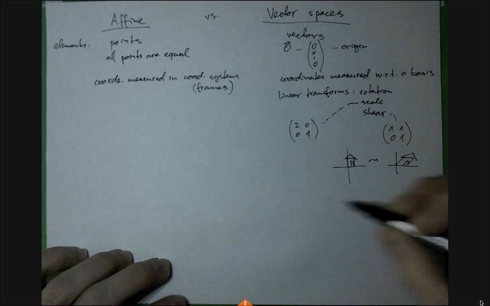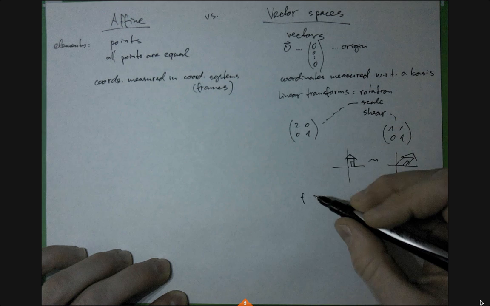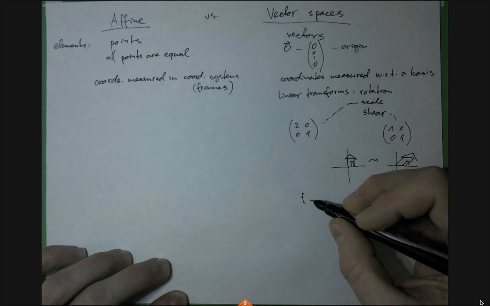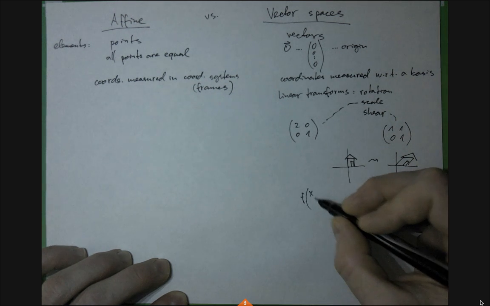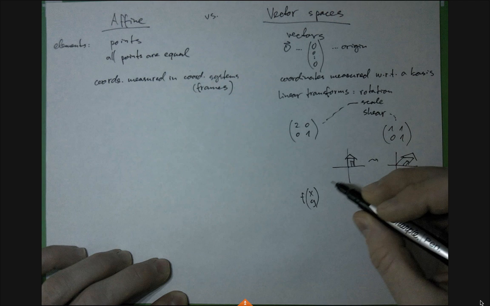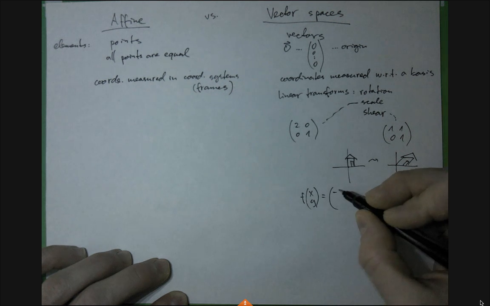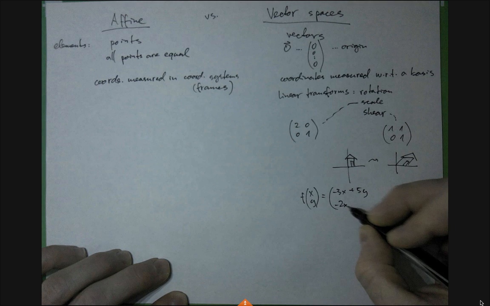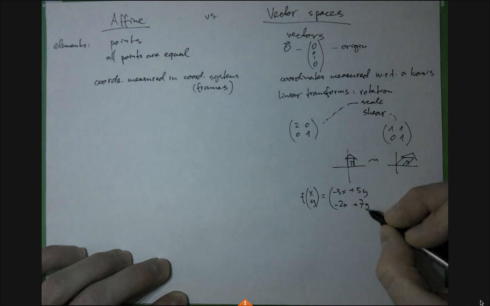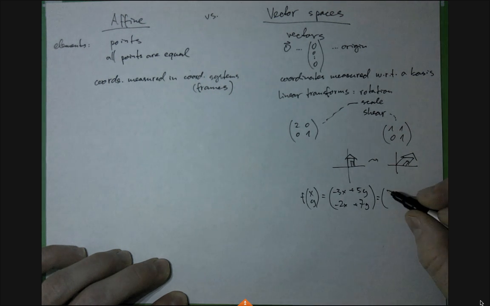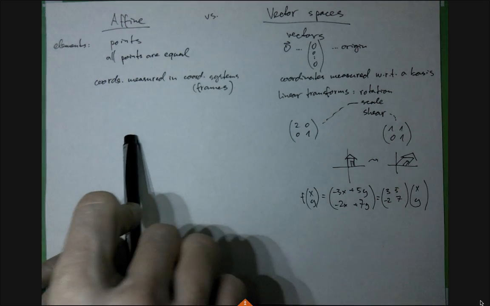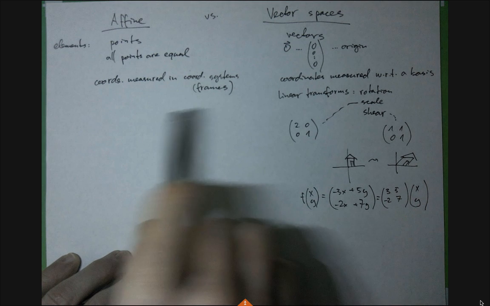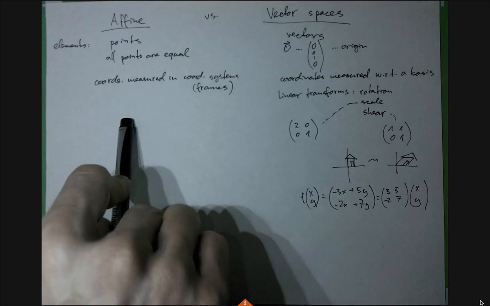So a specific numerical example of a linear transformation from 2D to 2D could be like this, right? Just whatever numbers I can think of, written using matrix vector multiplication like this, right? The reason I'm writing it here is because I want to contrast it to the analog of a linear transformation in affine spaces.